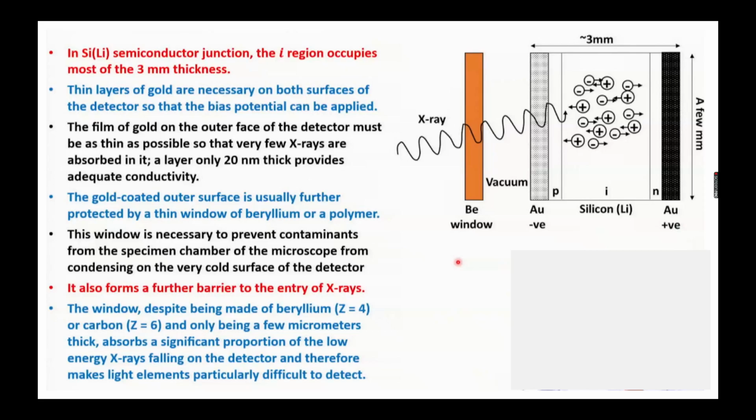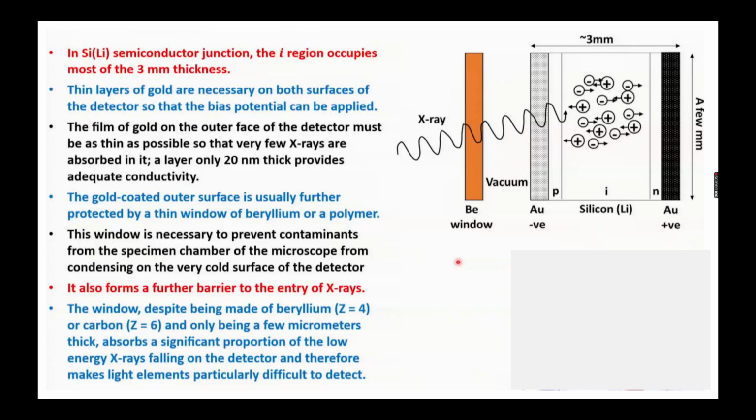So here, the thin film of gold on the outer surface of the detector must be as thin as possible, so that very few X-rays are absorbed in it. It is very thin, roughly around 20 to 25 nanometers thick. That will provide adequate conductivity. And on top of this gold coated outer surface, we have a thin window of beryllium or carbon or polymer.